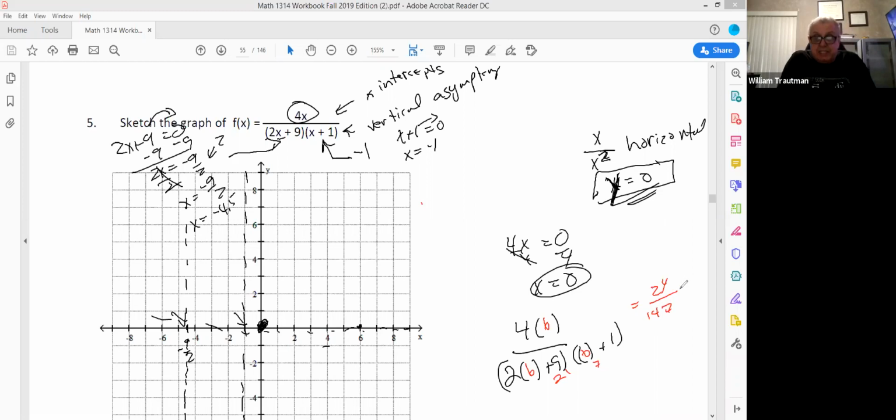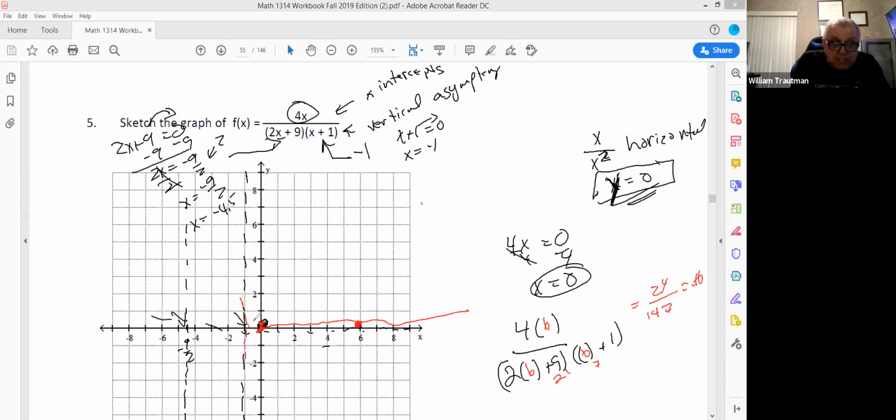So when x equals 6, 24 divided by 147, I get 0.16, which is the dot right here. And by the way, my graph is here, this one was 0, and that's 0.16. That means it's just going up slowly. I can't cross this line.